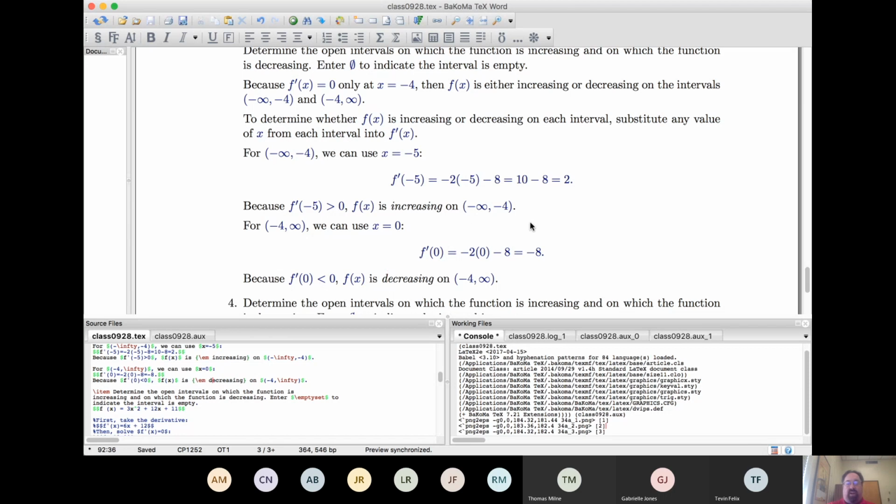So in Hawks, in the answer boxes, it'll have one for increasing. That's where you put in this interval. And then one for decreasing, you put in this interval.